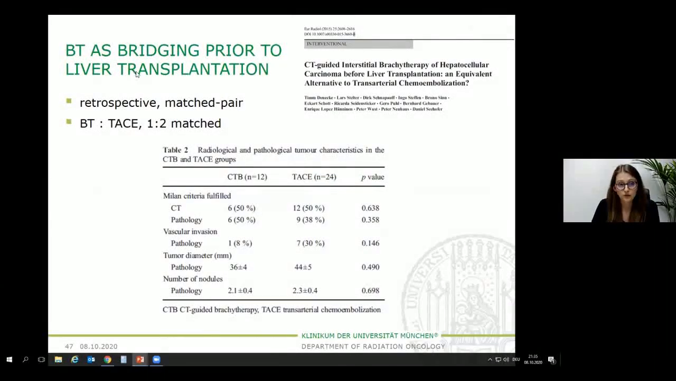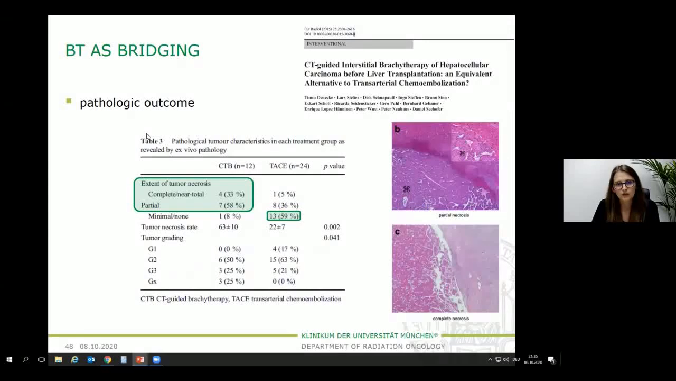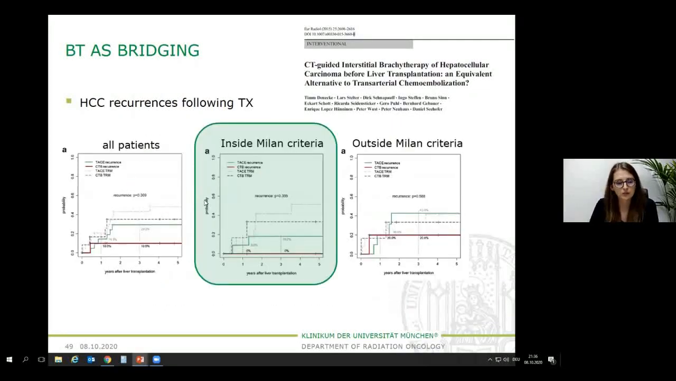Then brachytherapy as bridging prior to liver transplant. Also here, this is a retrospective analysis where they analyzed if brachytherapy was better than TACE. And what they found in the explanted livers was that the pathological outcome was much better for brachytherapy. In TACE, 60% of all patients had only minimal or non-pathologic response, while in brachytherapy, the rate was much, much better. If you look at the recurrence rate after liver transplant from HCC, if the patient was transplanted within the Milan criteria, then patients who received brachytherapy as bridging had no recurrences at all, while the TACE patients had some recurrences.